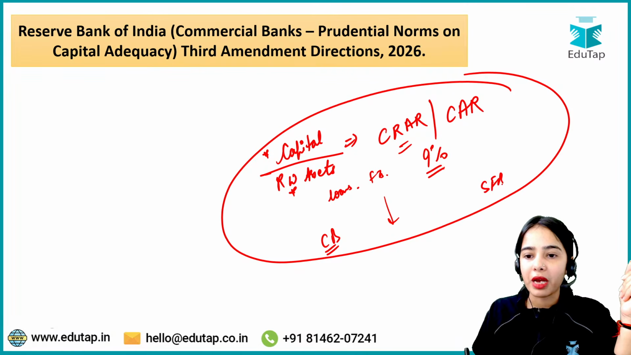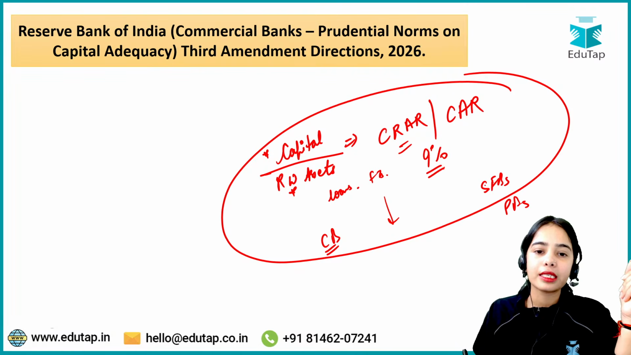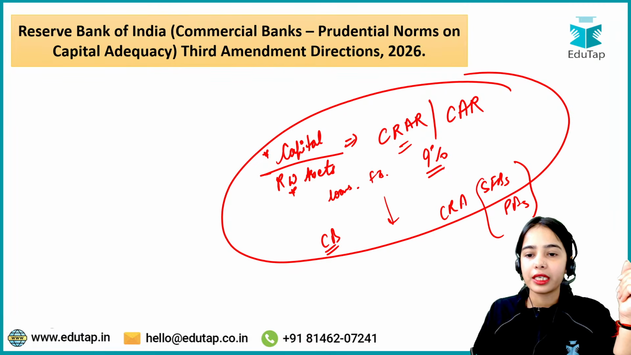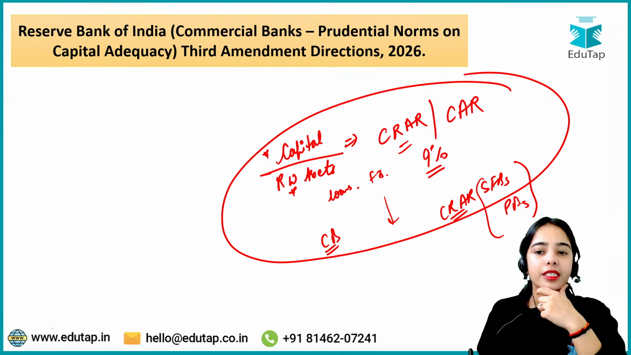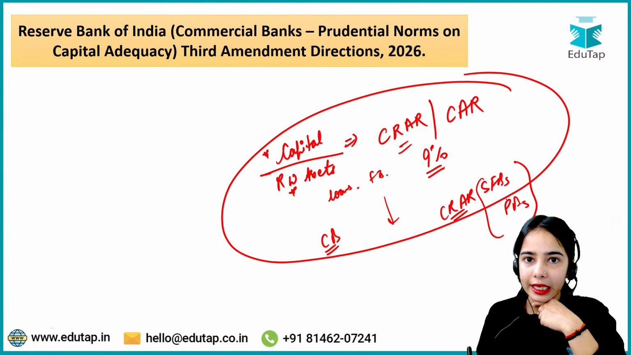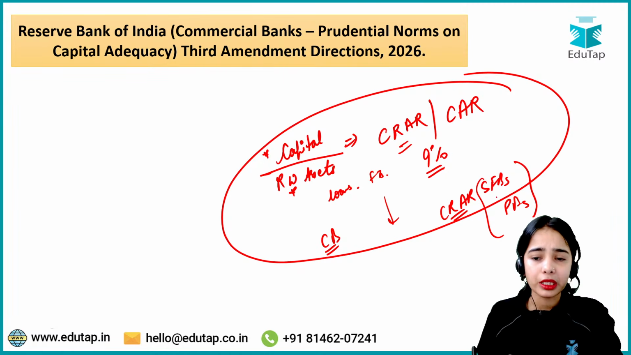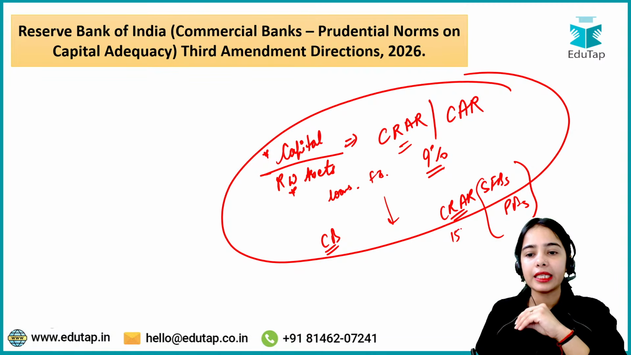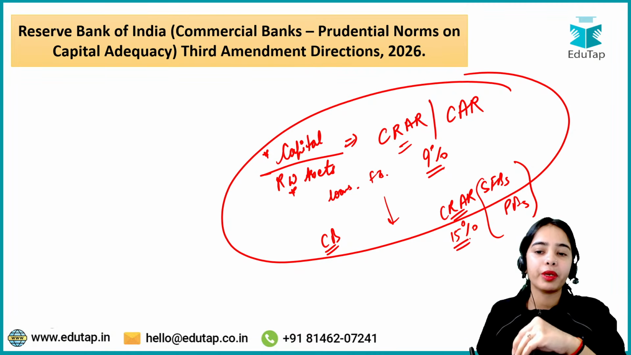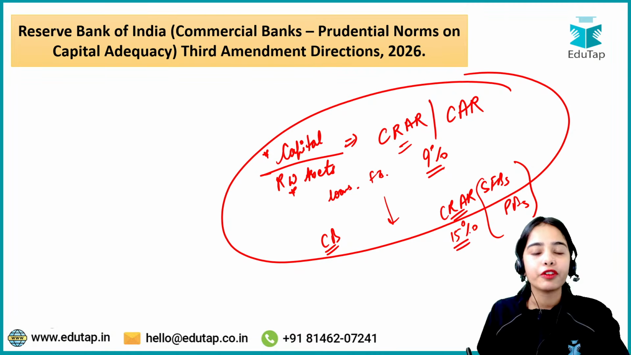For the small finance banks and the payment banks, what is the capital to risk weighted asset ratio? What is the CRAR that the small finance banks and the payment banks have to maintain? I hope you remember that the small finance banks have to maintain the CRAR of 15%. The payment banks have to maintain the CRAR of 15%.